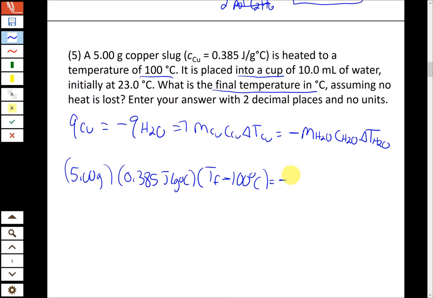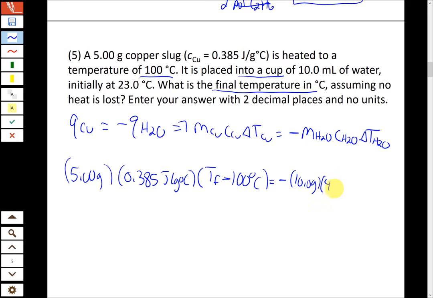And then on the other side, we have a negative sign out in front, and the mass of water. So 10 milliliters of water is equivalent to 10 grams. The density of water is 1, so if we give you the number in milliliters, it's the same in grams. The only heat capacity we expect you to know is the heat capacity of water. I didn't check all the exam questions. I think we give it to you sometimes, but I'm not sure if it's there in every problem.